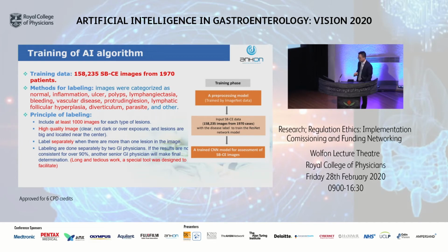Here I want to give you more about the principles of annotation. For each type of lesion, we would include at least 1,000 images. The image has to be high quality, clear, with no darkness or overexposure. We want the lesions to be as centralized and big enough as possible. The labeling is done separately by two doctors. And if there are two different types of lesion on the same image, we treat them separately.